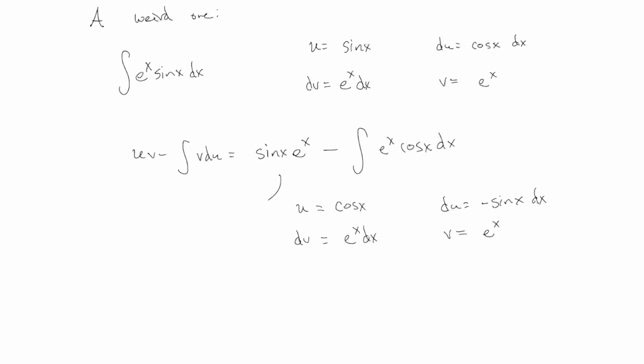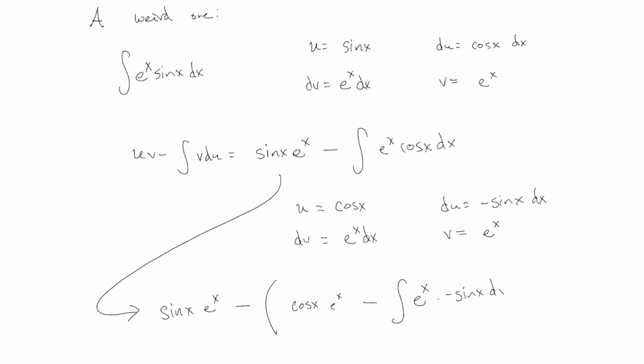And so this thing here is going to become, all right, I have sine x e to the x, that's the part at the beginning, minus. And here I do my parts formula again, uv minus integral v du. So it's cosine x e to the x minus integral v du, e to the x times negative sine x dx. All right.